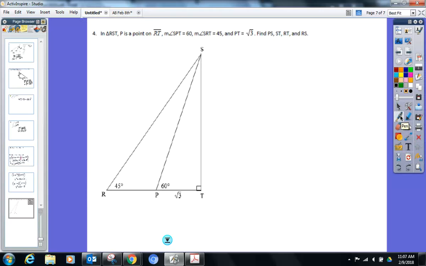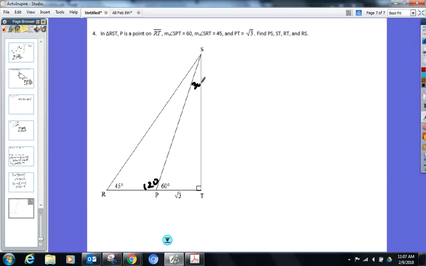Okay, did they fill everything in for me? Yes, they did. All right, so like I showed you guys at the end of class yesterday, try to fill in all the other angle measurements so you can see the different types of triangles. So 30, and that'll be 15. How many of you see a 30, 60, 90? So do I. How many of you see a 45, 45, 90? So do I. Let's start with the 30, 60 because that's where the radical 3 is. And that is triangle SPT is 30, 60, 90.